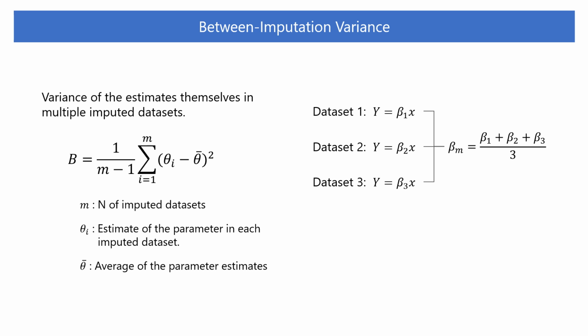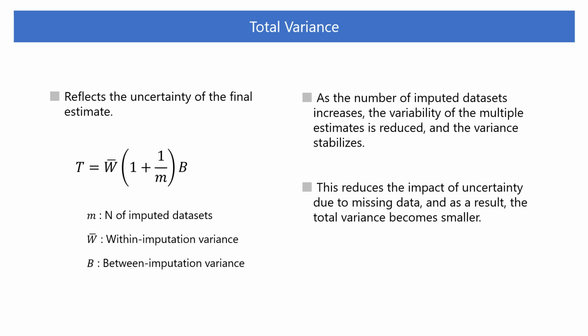For example, in regression analysis, first, we average the regression coefficients of the regression models of each dataset. Using this average value, the unbiased variance of the regression coefficients between the datasets is calculated. In this example, there are 3 datasets, so the denominator is 2. Finally, the within-imputation variance and the between-imputation variance are combined to calculate the total variance.